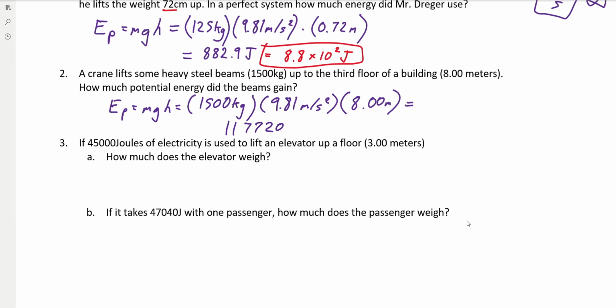Okay, so that is 117,720 joules, which is nice, but we need to have sig digs. Here we have 3, here we have 4, so we're going to go 3 sig digs. 1.18 times 10 to the 5 joules, and that is our final answer.